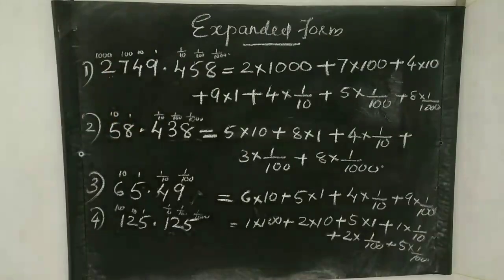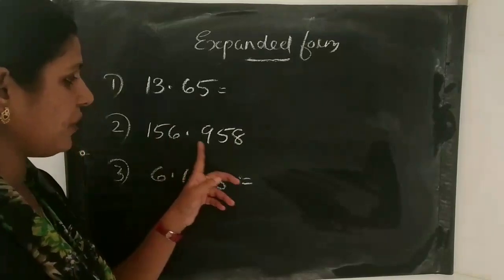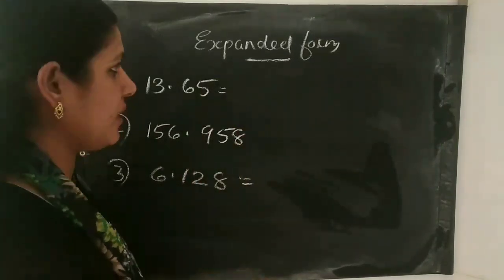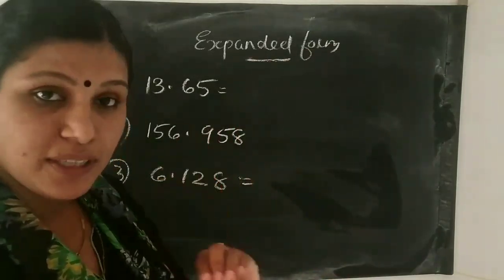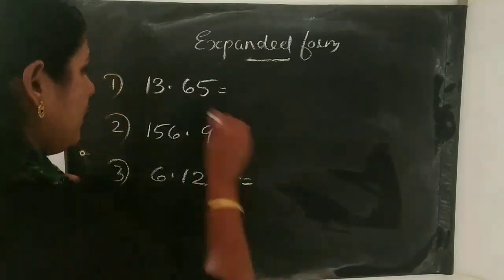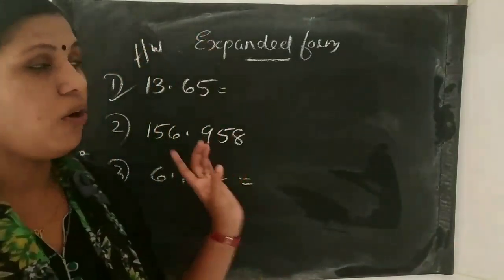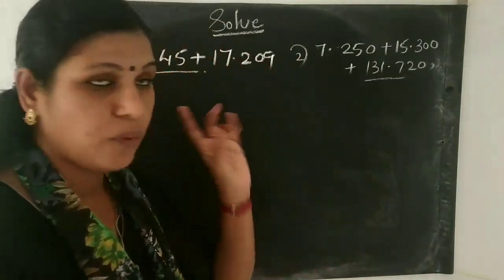Okay, so next is 13.65, 156.958, 6.128. These three numbers you can write in the expanded form. So you should write them yourself. So that's it. It's homework. Okay, these three questions you have to do as homework. Okay. Now we are going to solve the problems.